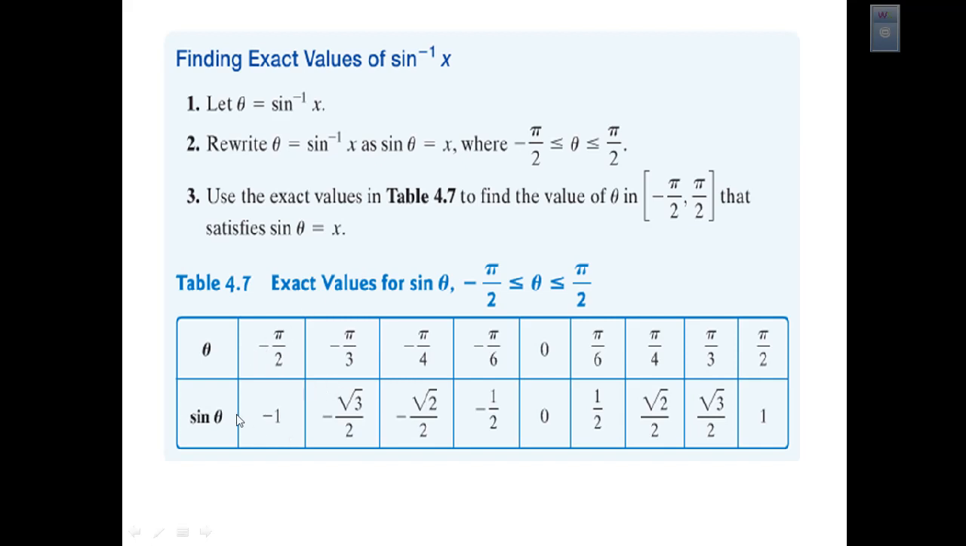So, remember that these are the sine values, these are the angles. In this case, when we're using inverse sine, we're actually looking for the angle theta.